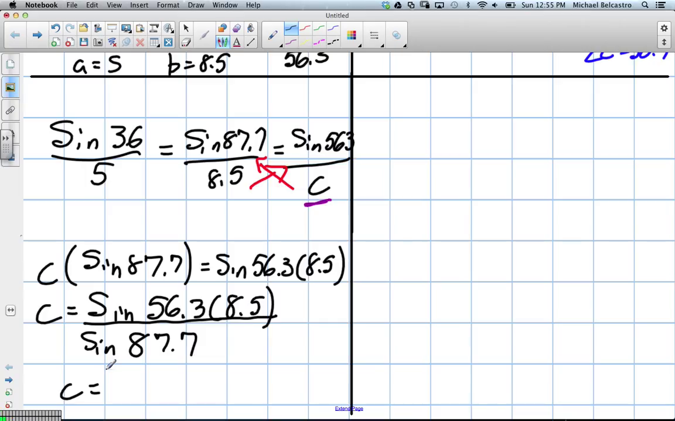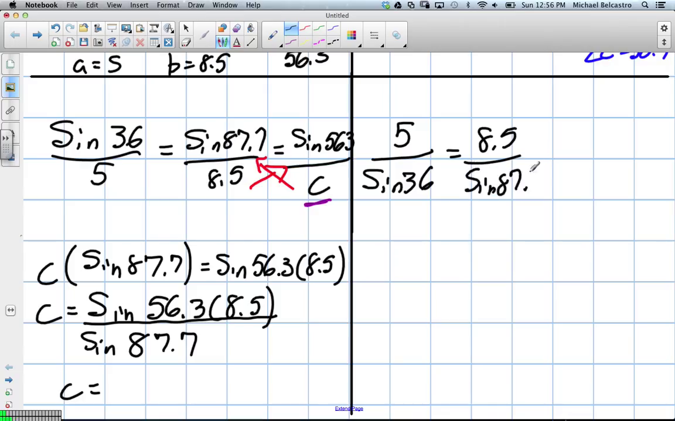So while you calculate that, I'm going to set up the other one. Same idea. But because sine law is a ratio, I can flip everything. So I'm actually going to put the sides on top. We have 5 over sine 36 is equal to 8.5 over sine 87.7, and C over sine 56.3. What did you get for an answer down here? 7.08. Okay, that makes sense.